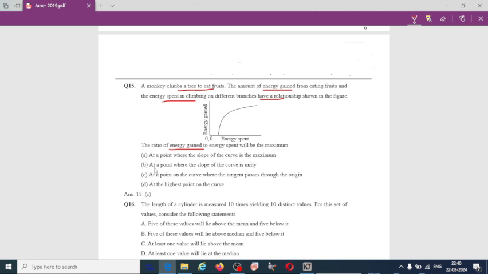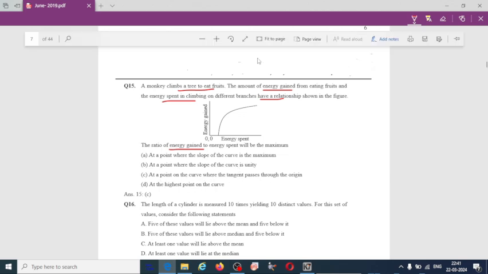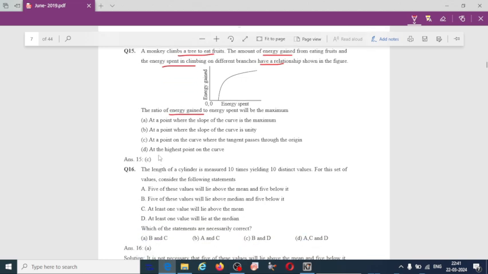If you read all the four options: at a point where the slope of the curve is the maximum, at a point where the slope of the curve is unity, at the point on the curve where the tangent passes through the origin, at the highest point on the curve. So option C, at the point on the curve where the tangent passes through the origin. So energy spent versus energy gained.